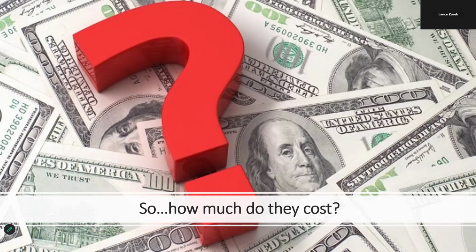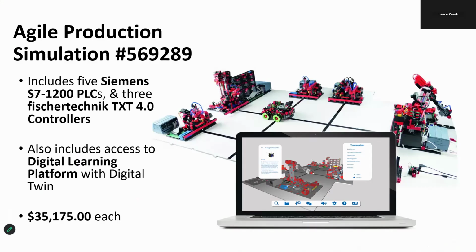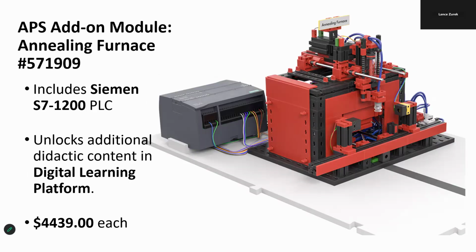And that essentially concludes the main portion of our overview of the fischertechnik Agile Production Simulation model. Next, we're going to look at the cost of each of these items. The main Agile Production Simulation, which again includes the 5 Siemens S7 1200 PLCs and 3 fischertechnik TXT 4.0 controllers, as well as access to the digital learning platform with the digital twin, your cost for this is $35,175.